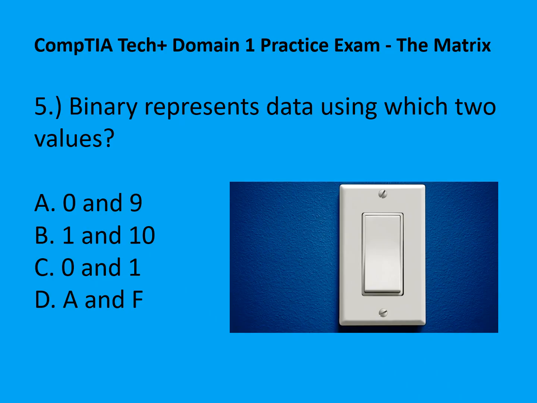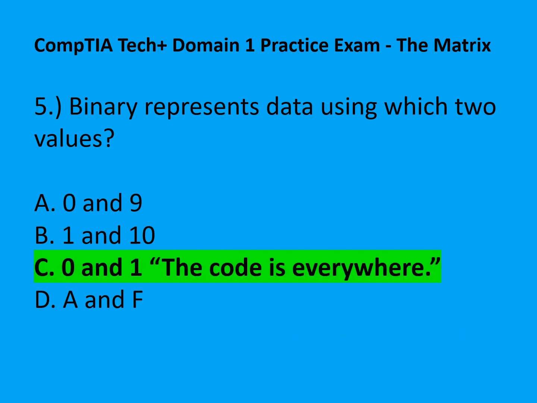Question 5. Binary represents data using which two values? A. 0 and 9. B. 1 and 10. C. 0 and 1. D. A and F. And the correct answer is C. 0 and 1. Binary is the falling green code, pure on-off logic, the language of the matrix.